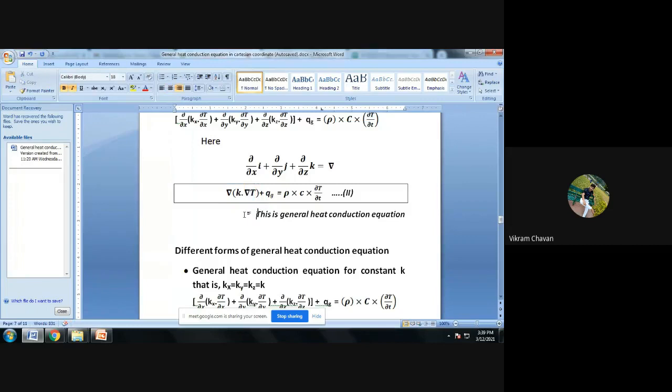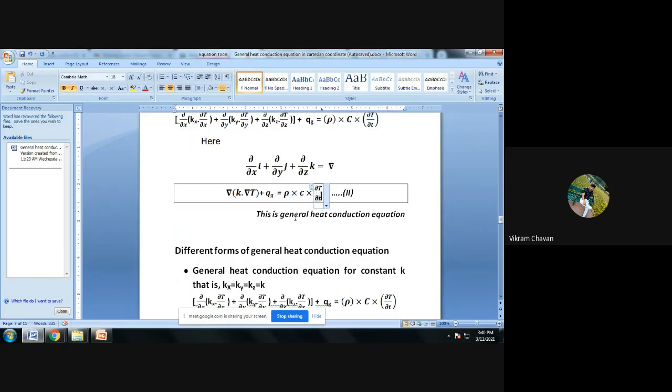We know that K is the thermal conductivity, T is the temperature, Q suffix G is the heat generated per unit volume per unit time, rho is the density, and C is the specific heat capacity, the specific heat of the material. And dabba T by dabba t is the change in temperature with respect to change in time.